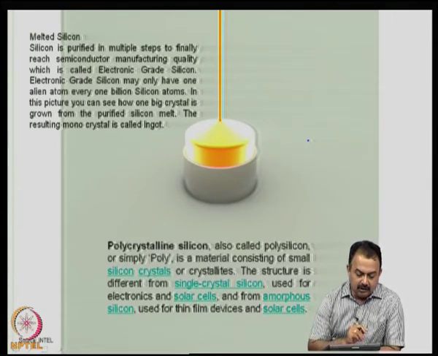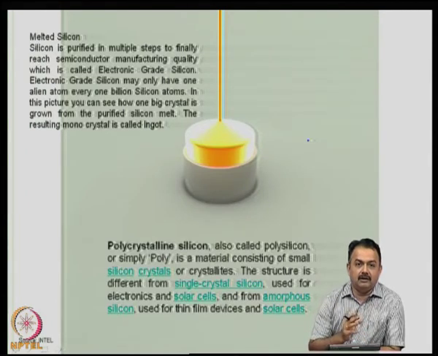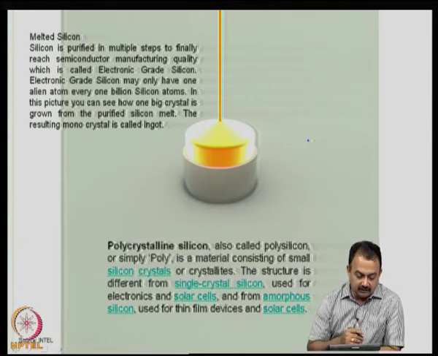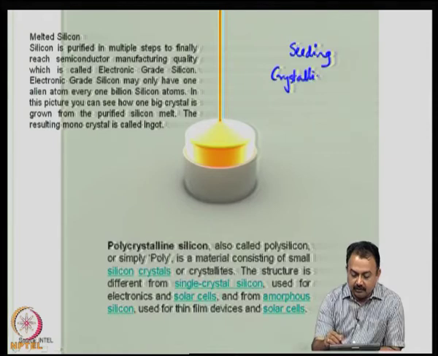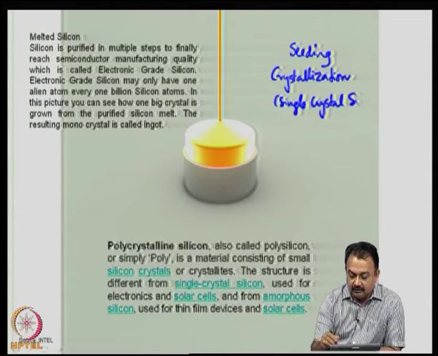Okay. So, you basically have to do high temperature melting, and the idea is to create one big single crystal from the molten silicon that you are processing at high temperatures. So, here if you can see this picture, what you are trying to do is a seeding process for crystallization, because basically you want to create a large single crystal of silicon.